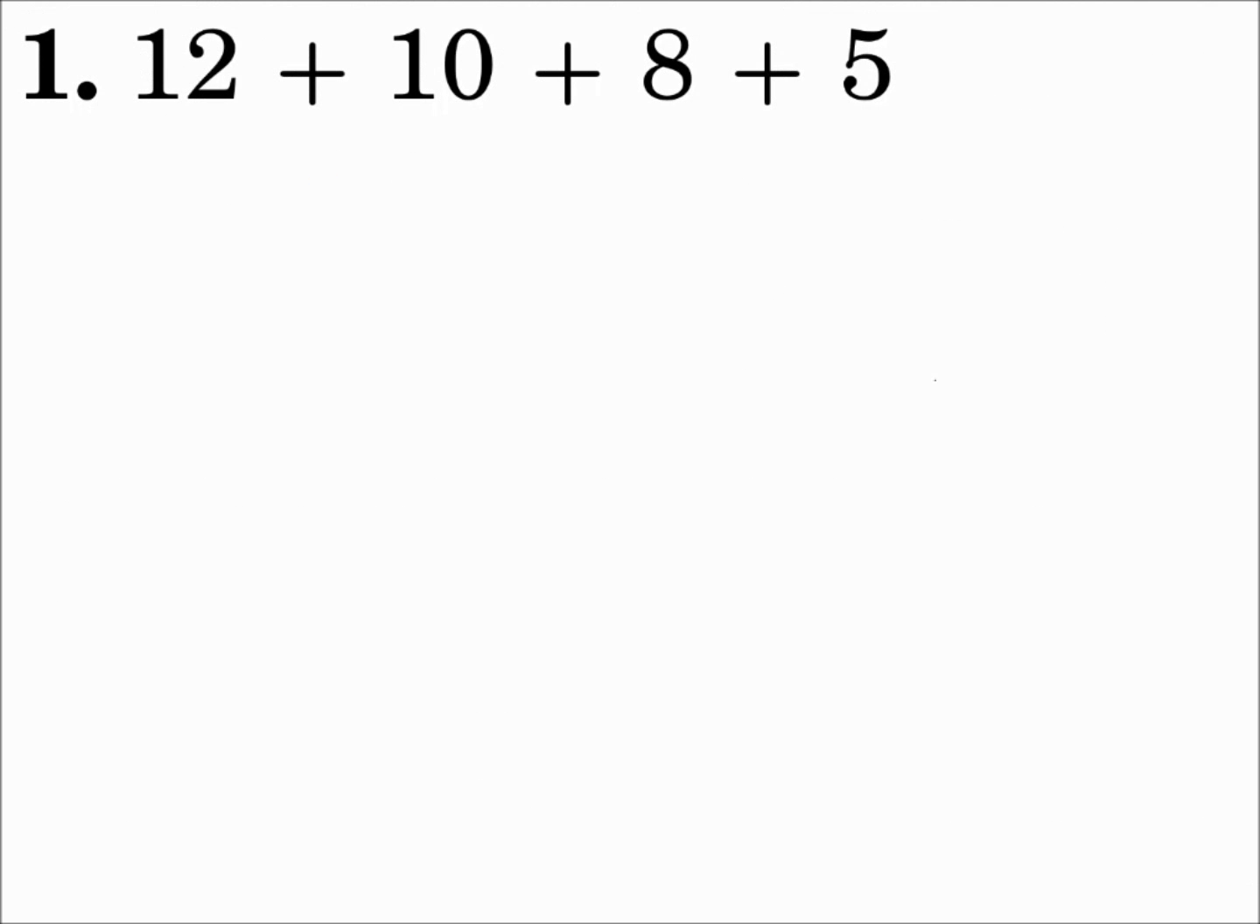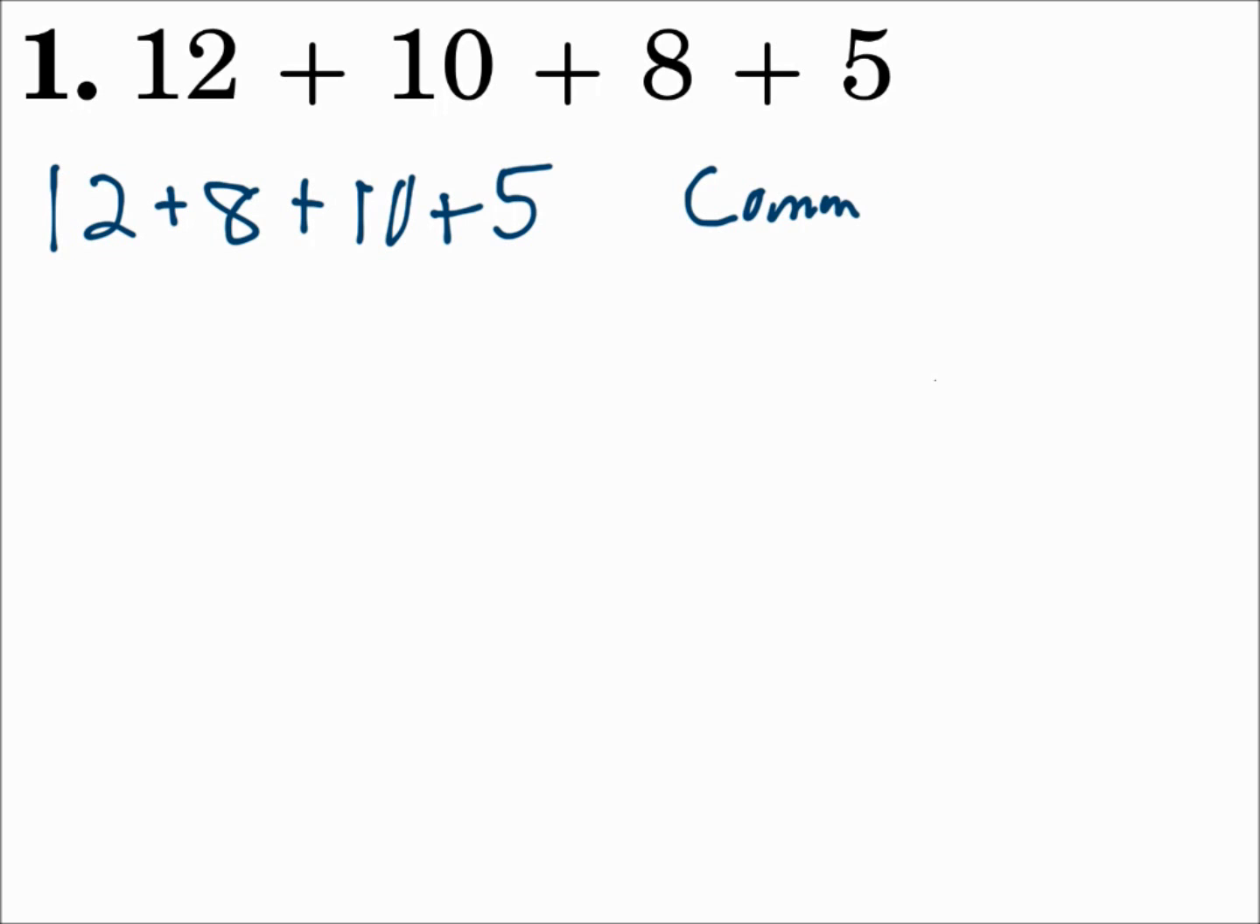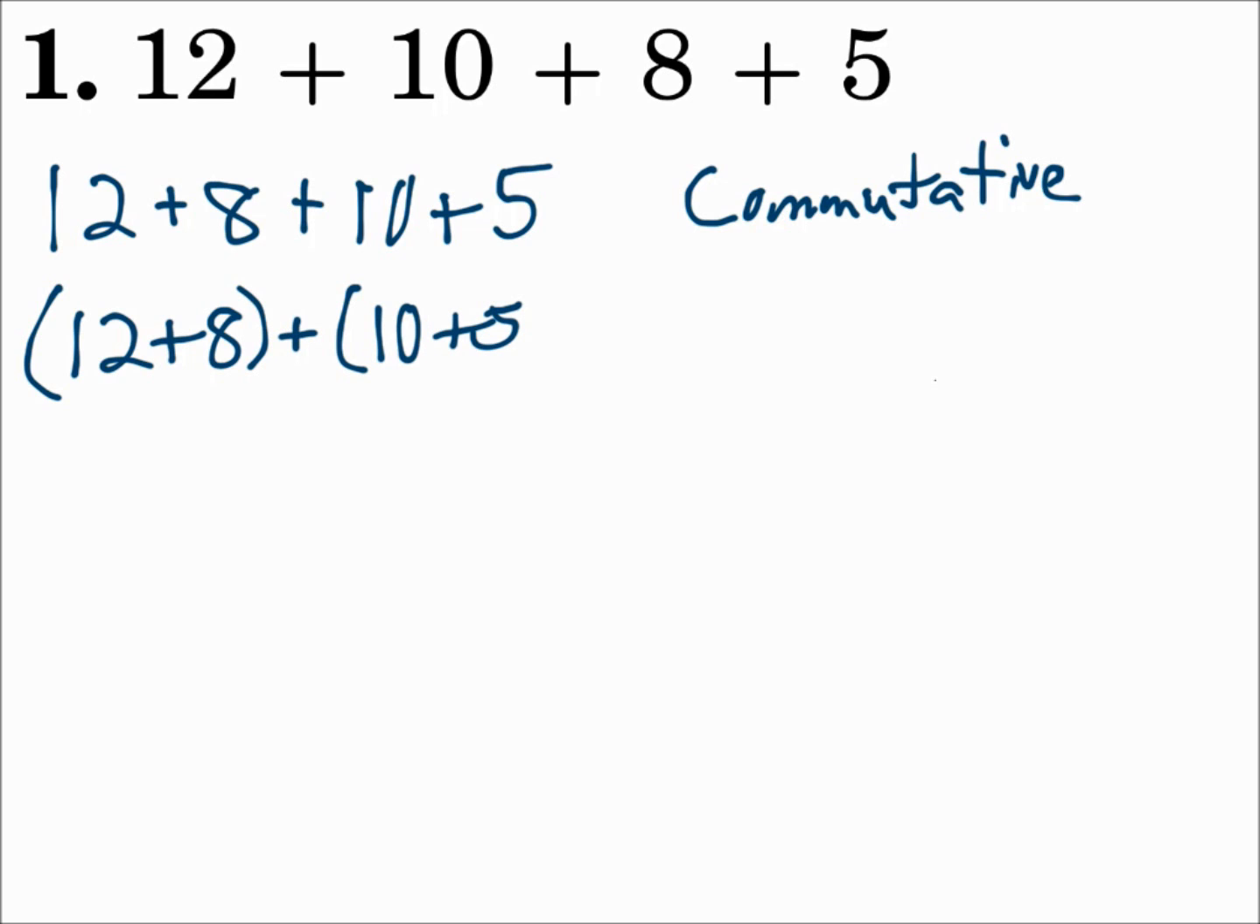Number 1, 12 plus 10 plus 8 plus 5. Let's reorder these numbers in a way that will give us numbers easier to work with, like numbers that will end in a 0 when you add them. And that would be the 12 and the 8. So let's reorder these with the 12 plus 8 together, and that's the commutative property. Then we can put parentheses around each group. That's the associative property.